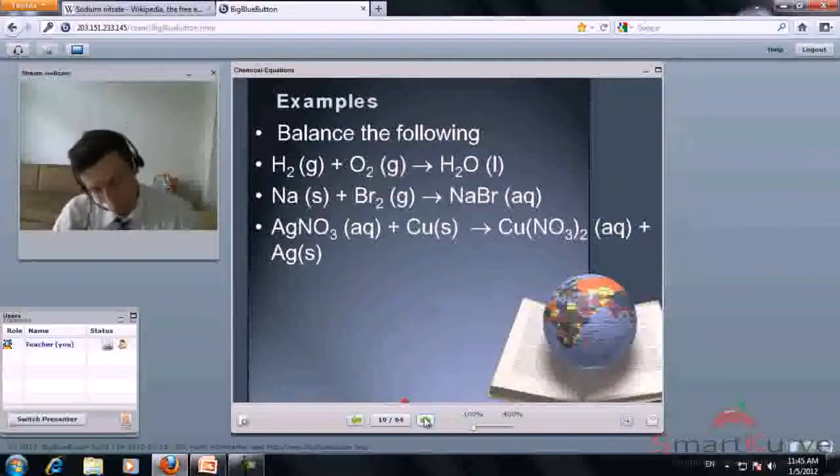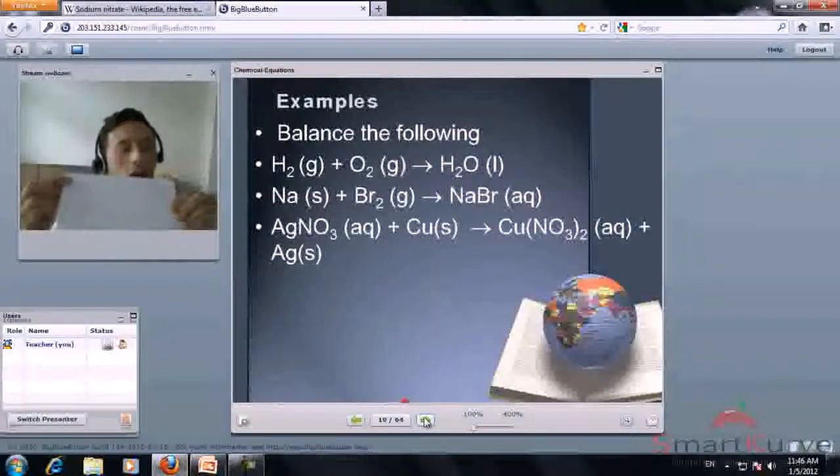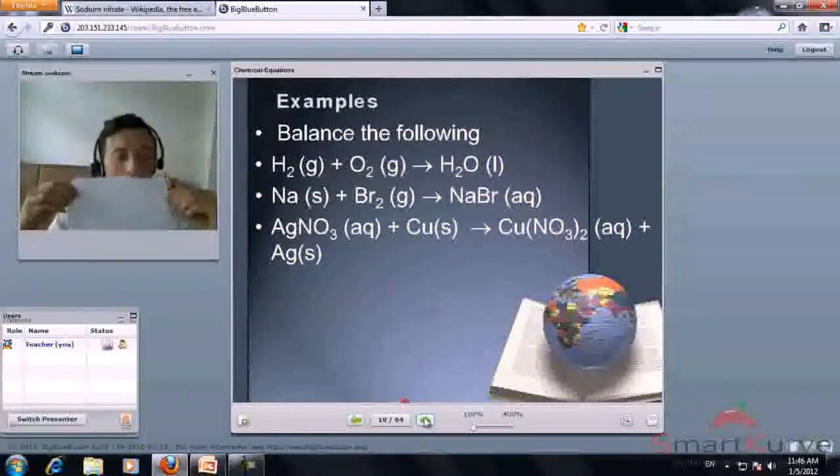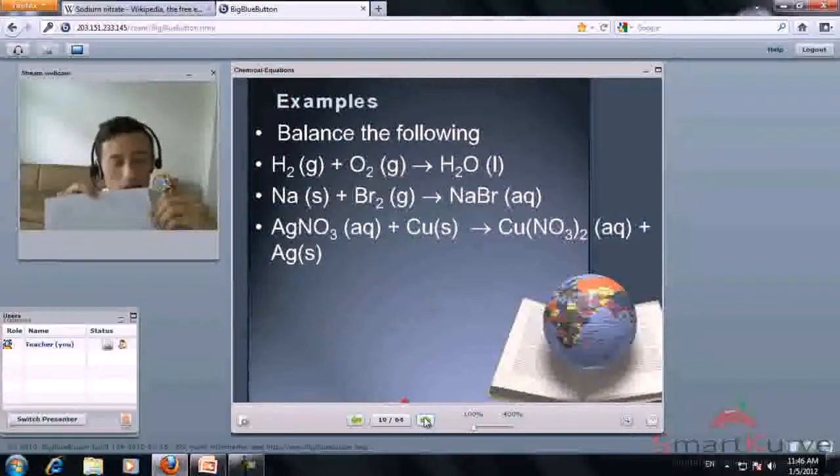Well, all we have to do is add a coefficient of 2 here. Now, we have 2 molecules of hydrogen plus 1 molecule of oxygen yields 2 molecules of H2O. Our reaction is balanced. We have the same number of atoms of hydrogen and oxygen in the reactant side and the product side.